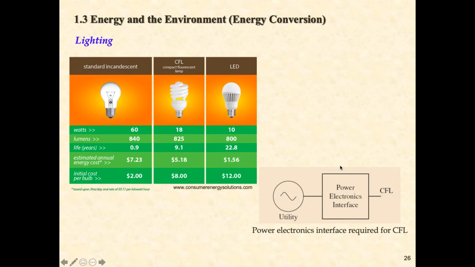As I mentioned, CFL and LED need high frequency. So that's why we also need the power electronics interface to convert the low frequency AC to high frequency AC for CFL or LED use.